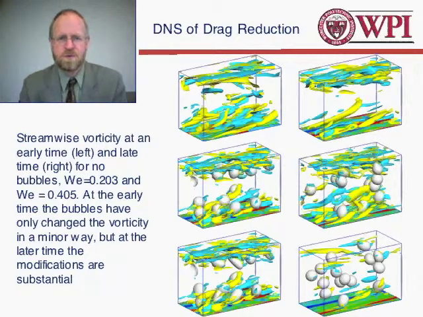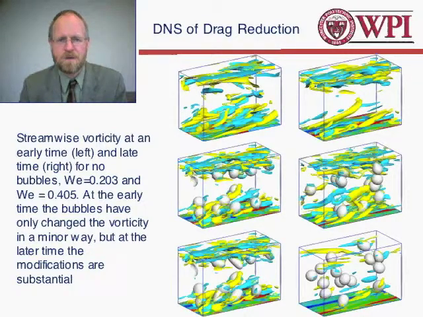This slide shows 3 runs, one with flow without bubbles, both at an early time in the left column and at a later time in the right column. The flow without bubbles is at the top, and while the vertical structures have evolved, they have not changed in a fundamental way.